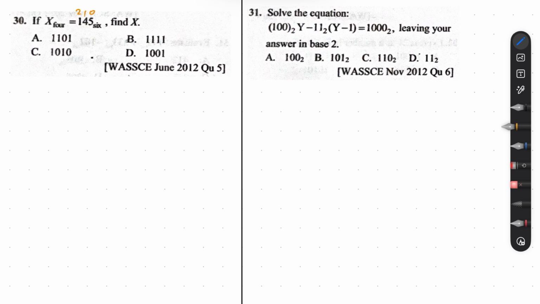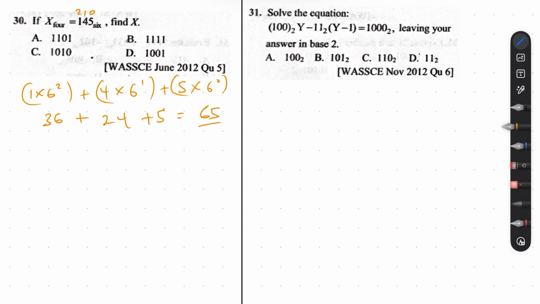That will give us 1 times 6 squared plus 4 times 6 to the power 1 plus 5 times 6 to the power 0. That will give us 36 plus 24 plus 5, which gives us 65. So we need to convert this 65 base 10 into base 4. How do you do that?